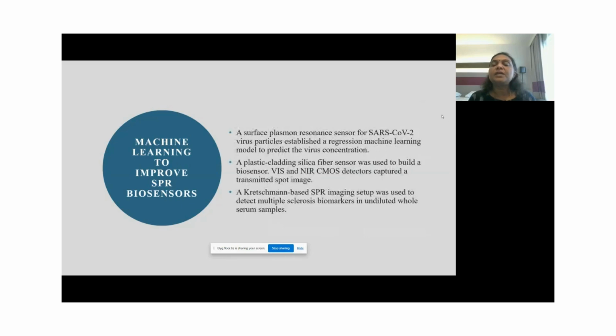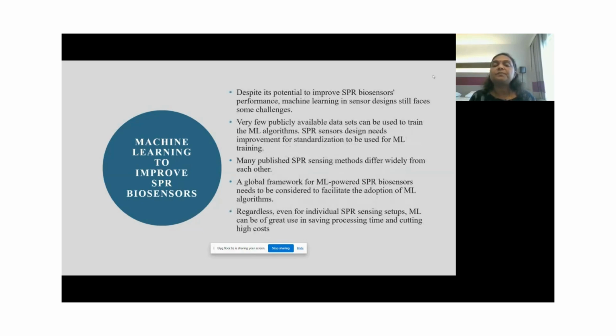SPR biosensor. A plasmonic or SPR sensor for SARS-CoV-2 virus particles established a regression machine learning model to predict the virus concentration. On the other hand, a plastic-clad silica fiber sensor was used to build a biosensor where VIS and NIR CMOS detectors captured the transmitted spot image. A Kretschmann-based SPR imaging setup was used to detect multiple biomarkers in undiluted whole serum samples.